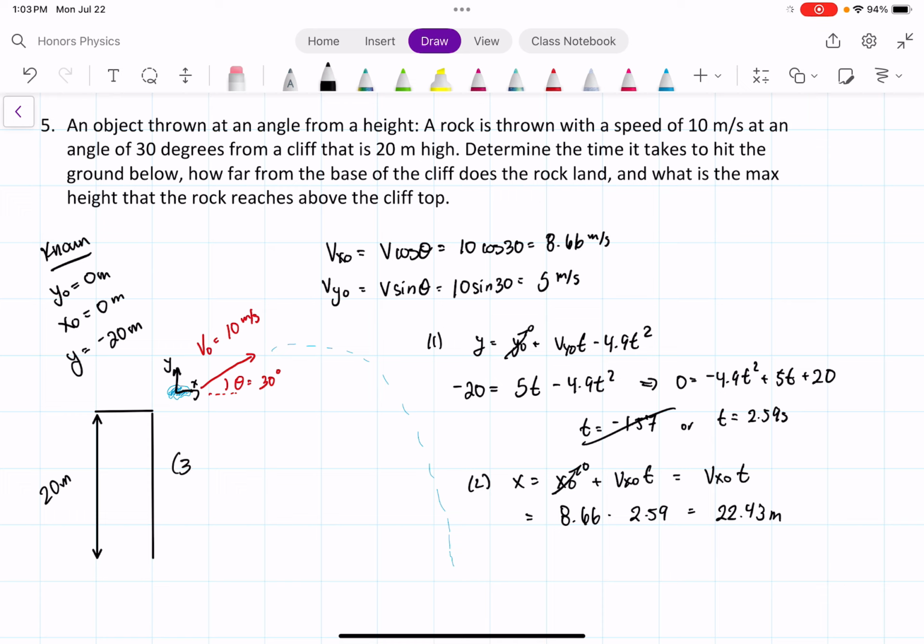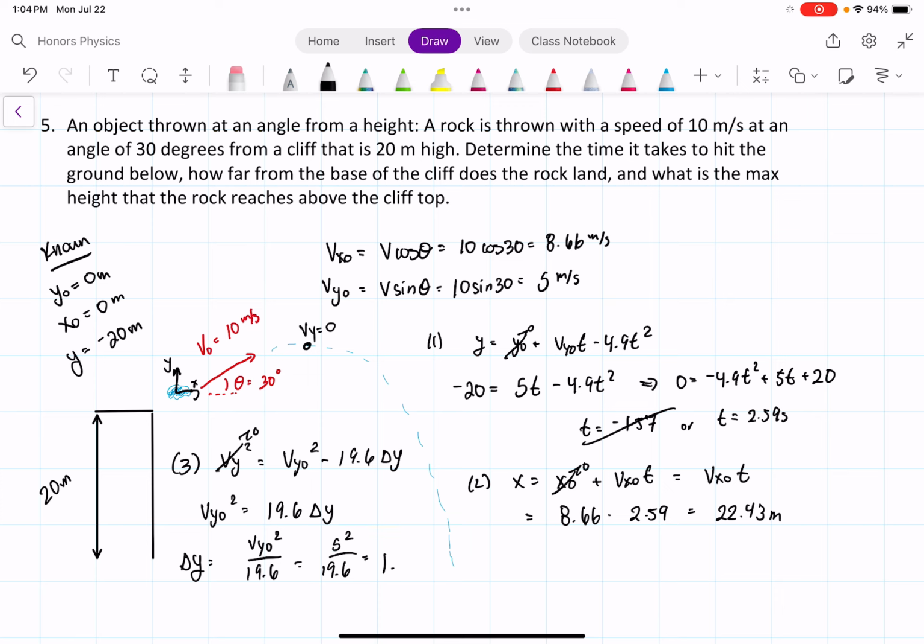And then to find the max height that the rock reaches above the cliff top, we're going to use the third y equation, which is vy squared equals vy naught squared minus 19.6 change in y. And we know that the y velocity at the max height is going to be equal to 0. So we get vy naught squared equals 19.6 change in y. So our change in y is going to be equal to vy naught squared over 19.6, which is 5 squared over 19.6. And you see that we get 1.28 meters, which was the same that we got before.